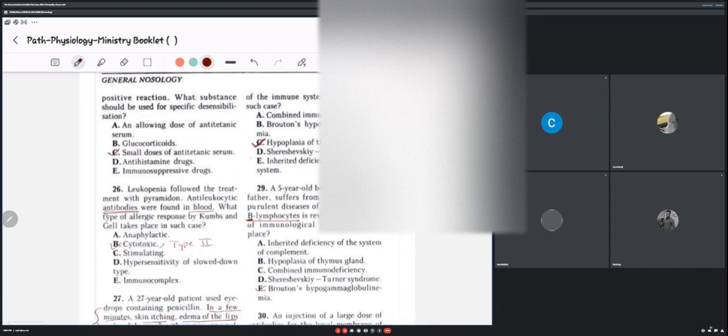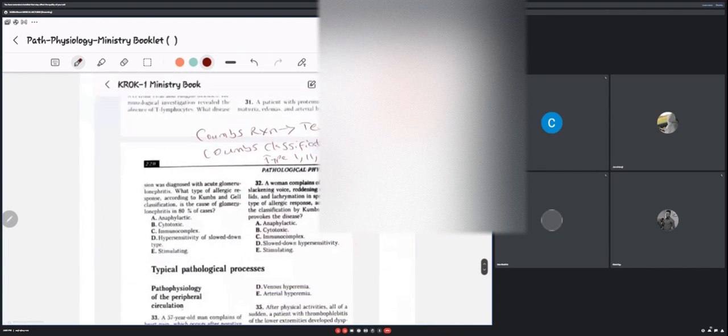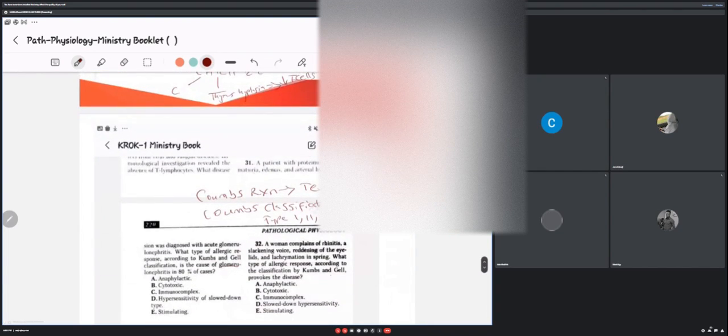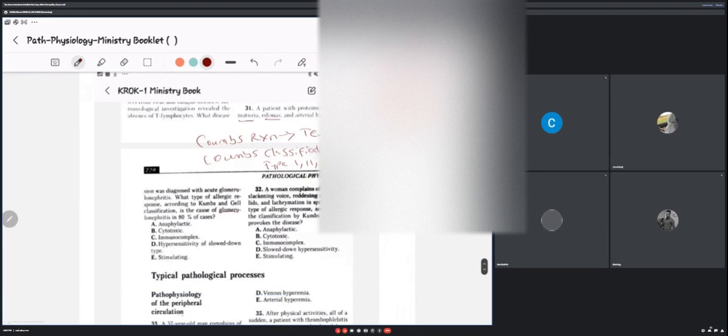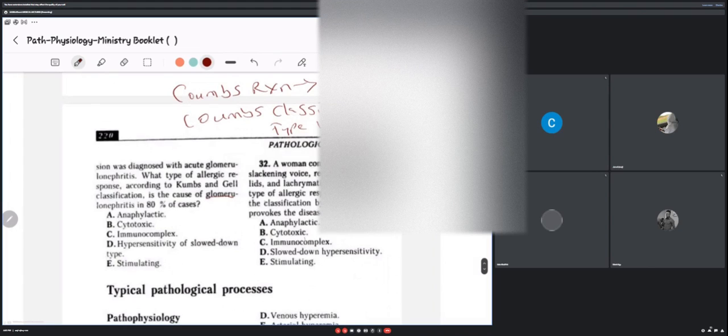But let's look at the other question that we're about to answer. They said there was proteinuria, edema, and the disease condition is glomerulonephritis. They didn't say test. They asked, according to Coombs classification, what is the cause of this glomerulonephritis? So in that case, it will be type 3 or immunocomplex.